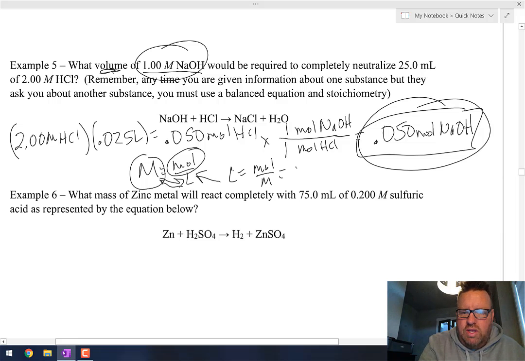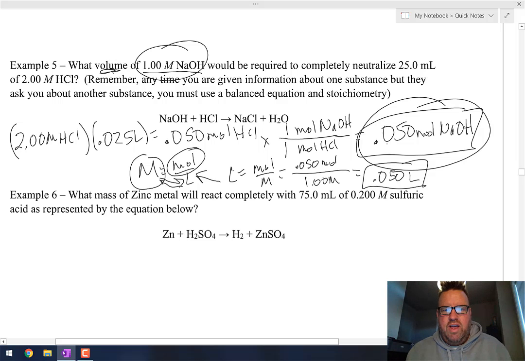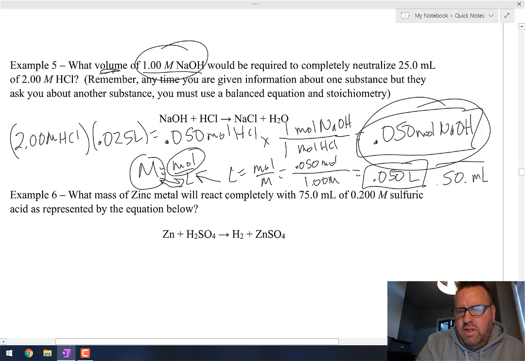So moles go on the top. So 0.050 moles. The molarity goes on the bottom, which is just 1 molar, and then obviously dividing by 1, you get the same number. So 0.050 would be in liters. If you wanted to put it in milliliters, you certainly could. It would be 50 milliliters, moving that decimal point 3 spaces to the right.